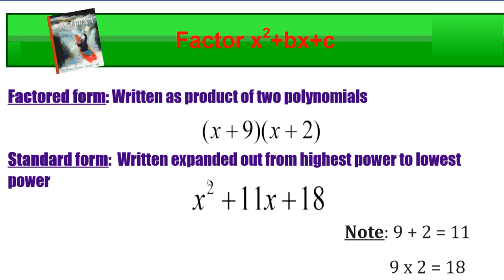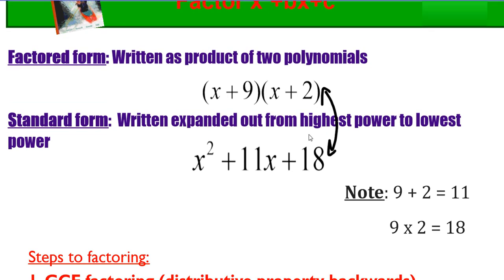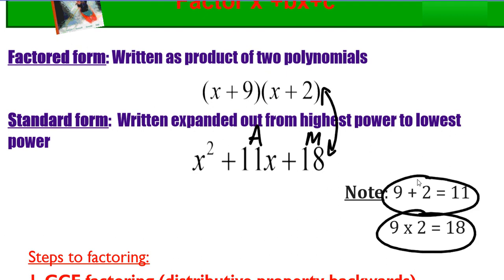So factored form is when we write it as the product of polynomials, x plus 9 times x plus 2. Standard form is when we write it all out in expanded form, writing how many x squareds, how many x's, and how many single ones. Notice though, these are actually the exact same equation. We'll see later if I asked a graphing program to graph them, the graph would be exactly the same. I know because 18 is the multiplication of 9 and 2, and 11 is the addition of 9 and 2. So that would be the factored form.